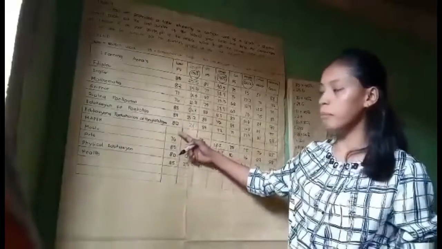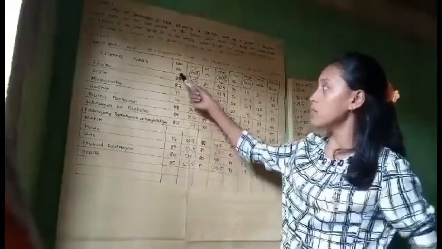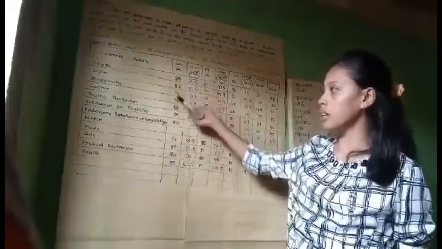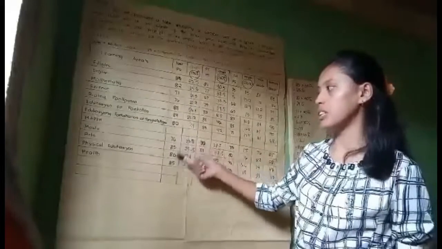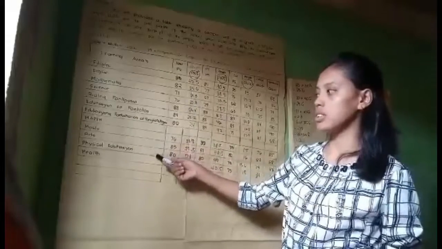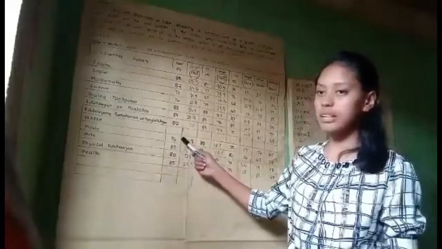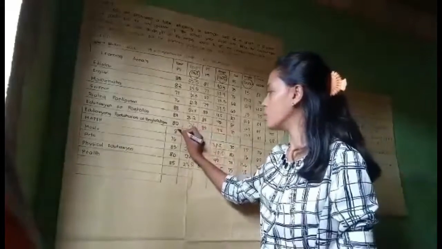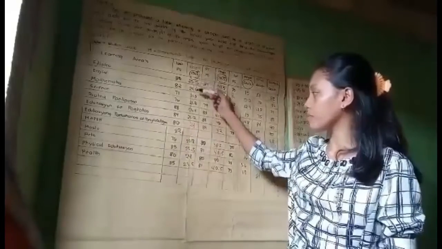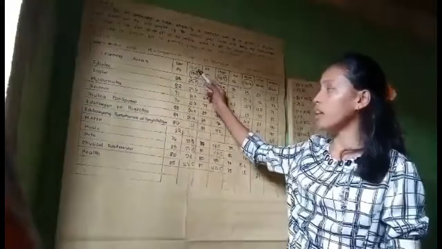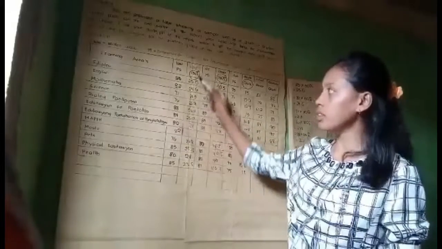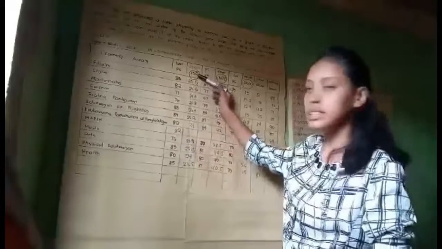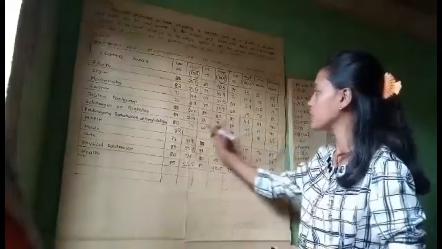Next, lastly is MAPEH. To find the percentage score of written work in MAPEH, let's add the four: music, art, physical education, and health. So let's add 77 plus 85 plus 80 plus 85. So this would be 82. And to find the weight of written work, let's multiply 82 times 30%, which is equal to 24.6.